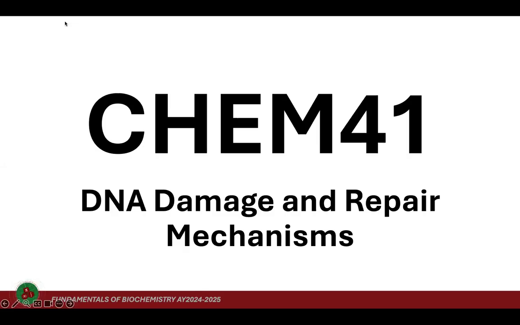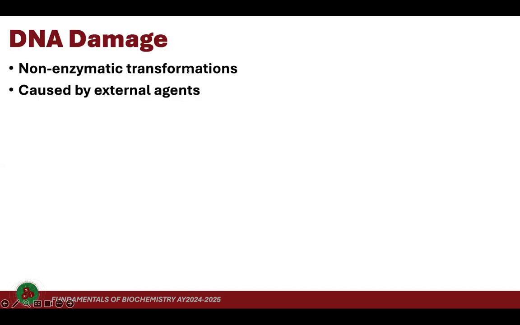Let's extend our discussion on DNA damage. We already learned about the types of DNA mutation from our discussion of the genetic code. So we needed to understand what these mutations are so that we appreciate why the genetic code is redundant or degenerate. So now we will be discussing the causes of DNA damage.